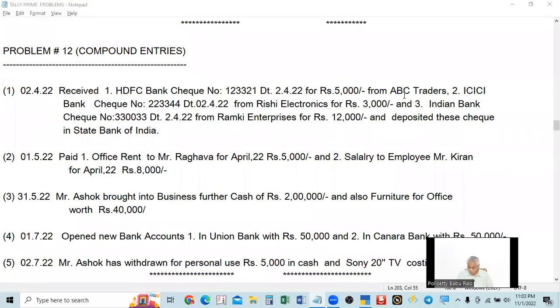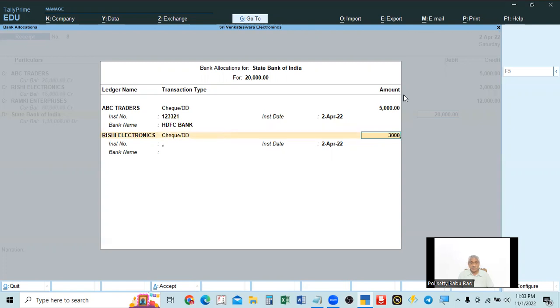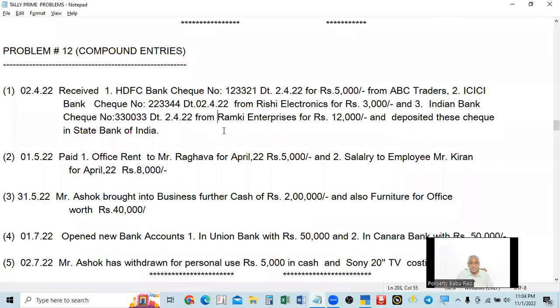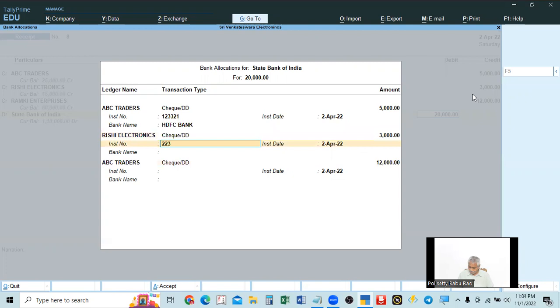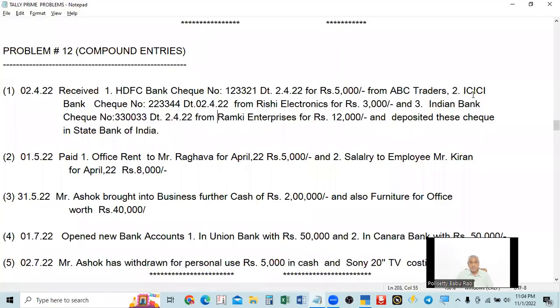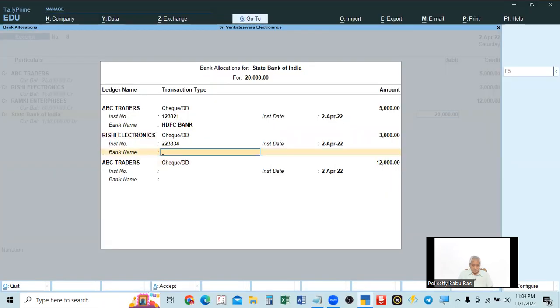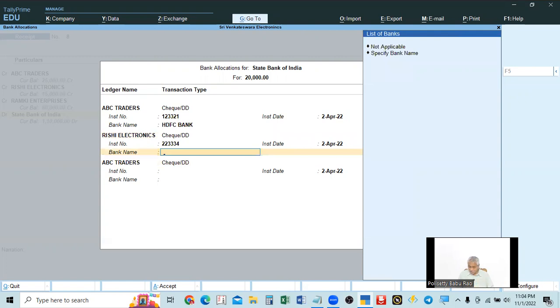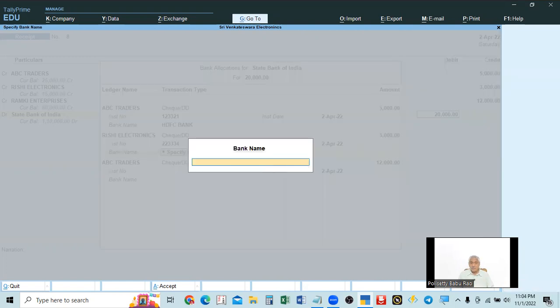And what is the amount? 3,000 rupees. Then instrument number is 223324. Okay. Check date is same. And bank. What is the bank? Here, Rishi Electronics issued ICICI Bank. So here again, space bar, specify the bank name, ICICI Bank.